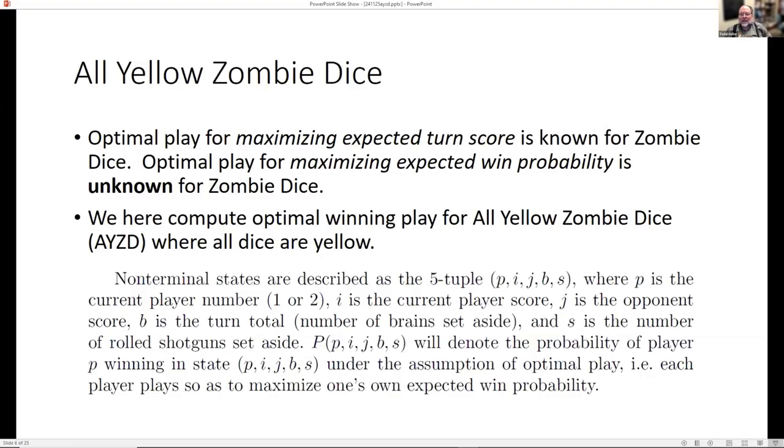a 5-tuple, (P, I, J, B, S), where P is the current player number, I is the current player score, J is the opponent score, B is the turn total, the number of brains set aside, and S is the number of rolled shotguns set aside. Capital P of this tuple will denote the probability of player P winning in that state under the assumption that both players will be playing so as to maximize their own expected win probability.